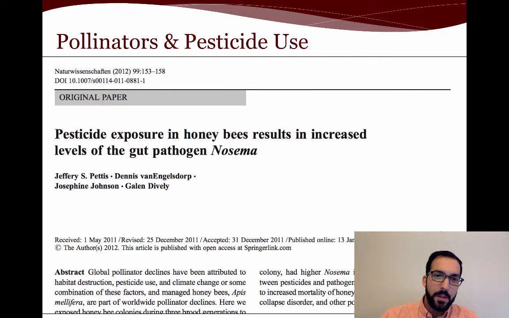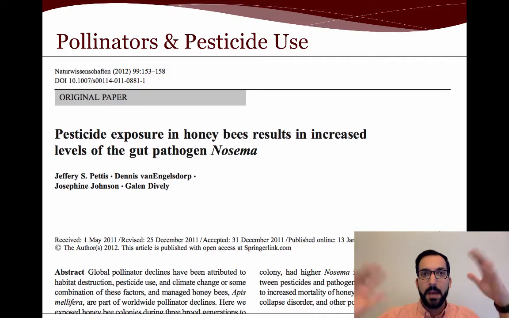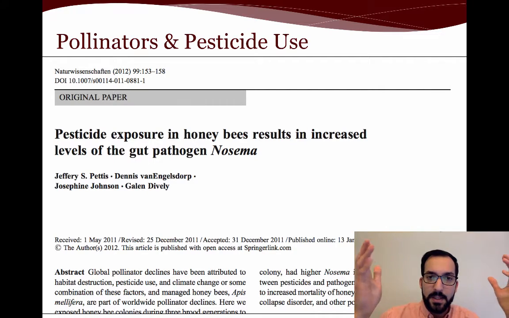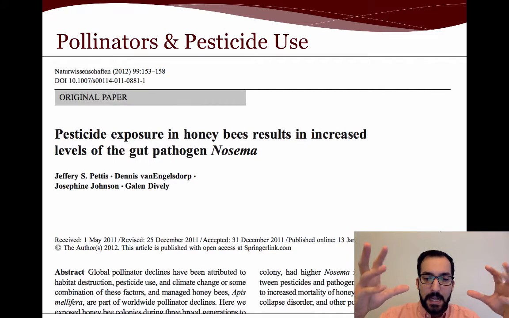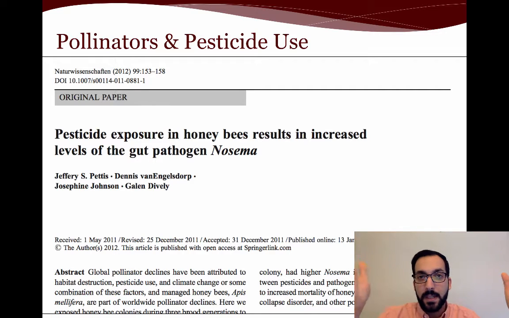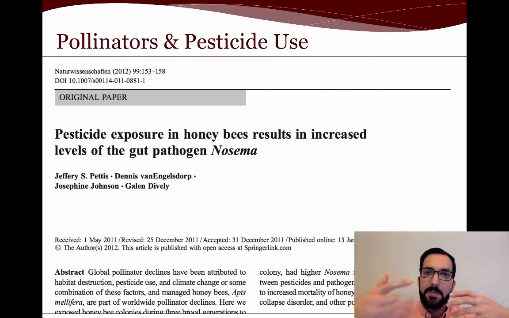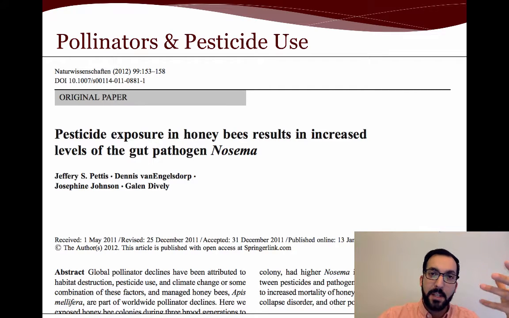So, there are some studies, for example, that have shown pesticide exposure in honeybees results in increased levels of the gut pathogen Nosema. So you're like, what does that mean? Well, similar to us, these bees have a little community of bacteria in their gut. When you have probiotic yogurt and you're trying to encourage that gut bacteria, these bees have a community of bacteria as well. And some are good and some are bad, so it depends on what that balance is.